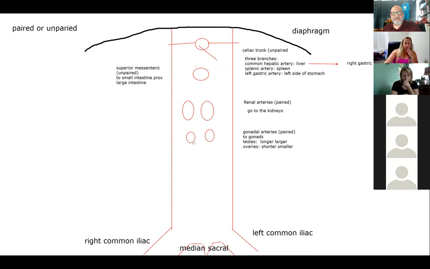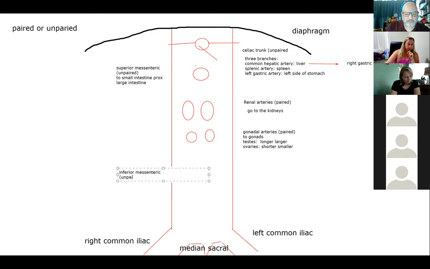All right. Any others? Anything inferior to the gonadals? Inferior mesenteric artery. And is it paired or unpaired? Unpaired. There you go. Anytime we have a superior something, we likely have an inferior one. Artery. And it is unpaired.